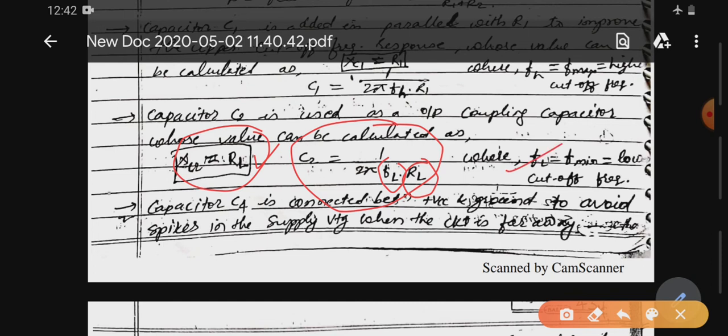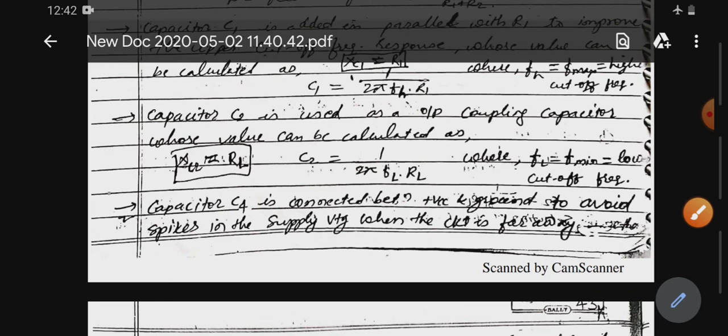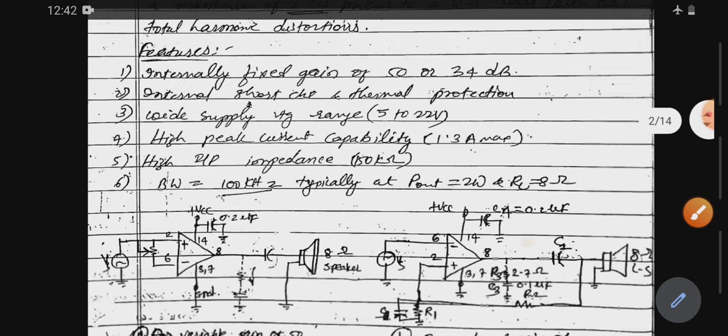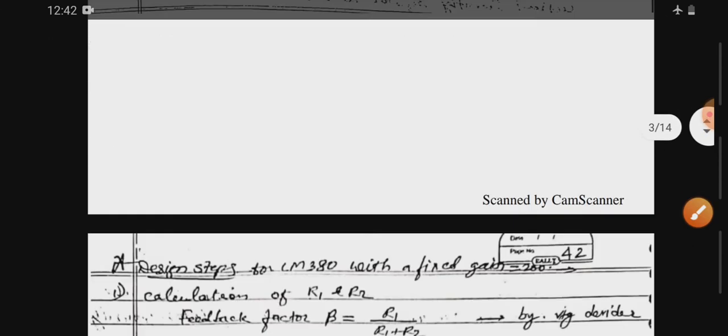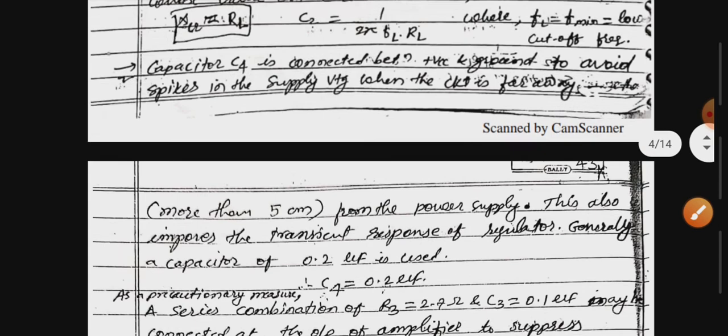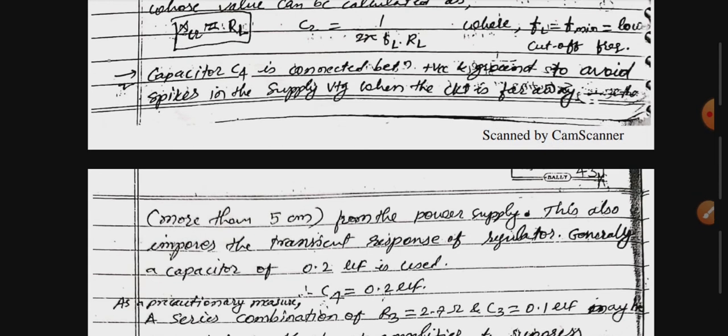Capacitor C4 is connected in the circuit between plus VCC, the power supply, and the ground. It is used to avoid the spikes in the supply voltage when the circuit is a little bit far, typically more than 5 centimeter from the power supply. It also improves the transient response of the regulator, and generally the capacitor value is 0.2 microfarad.